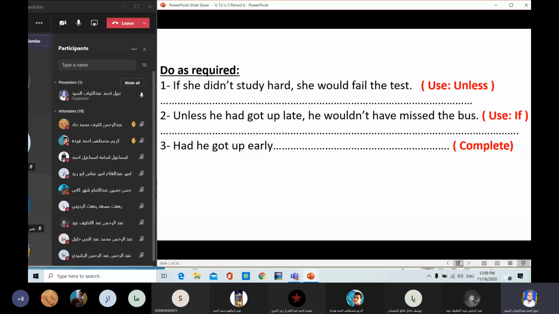So if you have present simple after unless, we use will plus infinitive. Past simple, we use would plus infinitive. Past perfect, we use would have plus past participle. Let's start with Abdurrahman Ashraf.